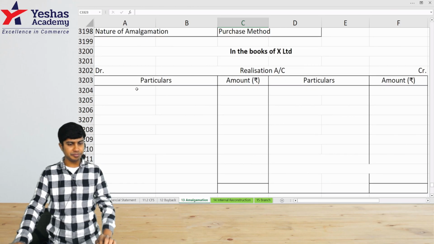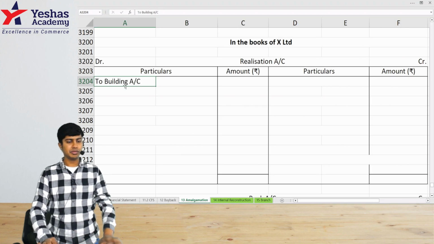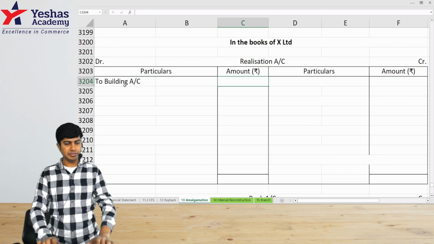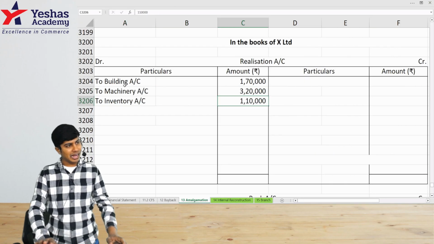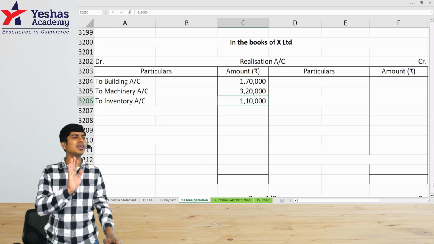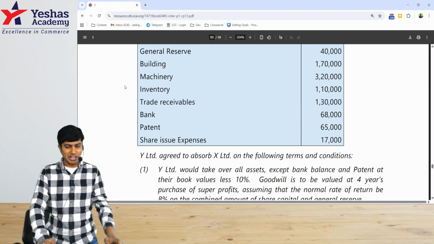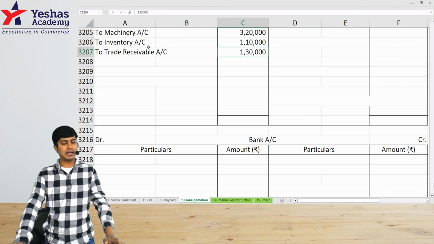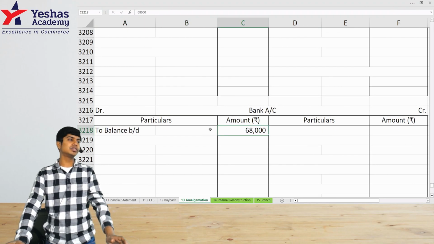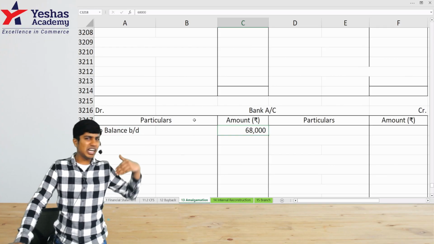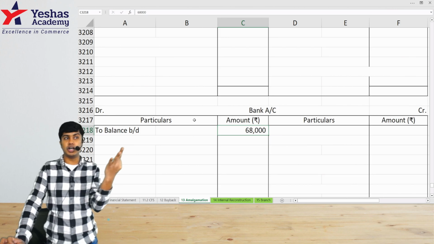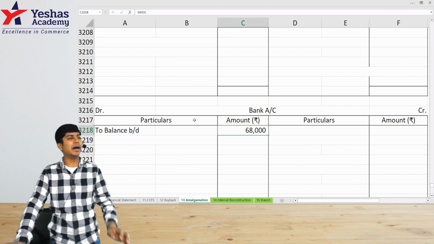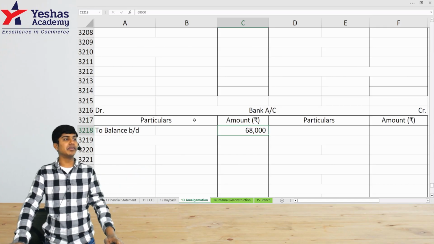Realization account debit to building, what is the value? 1,70,000. To machinery, 3,20,000. To inventory, 1,10,000. Sorry, it's taken over 10% less. Realization account: transfer everything at book value. After inventory, 1,10,000, trade receivables, 1,30,000. Bank balance not taken. Open one bank account. On the debit side, you write balance brought down 60. This is useful. We'll receive 3 lakh cash from them. We will pay realization expense. We will pay to debenture holders and loan because it's not taken over, and balance will be paid to equity shareholders. There'll be a balancing figure in this ledger. That will be equity shareholder account.